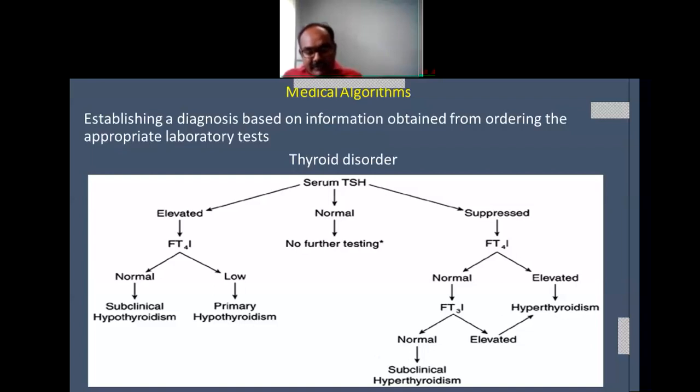If free T4 is very low, the patient is having hypothyroid. If you want to check for autoimmune thyroiditis, you have to do two important tests: the thyroglobulin antibody test and the thyroperoxidase antibody, or otherwise microsomal thyroid antibody test. Next.